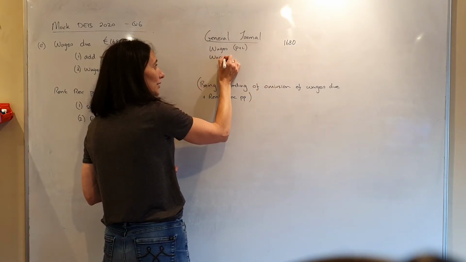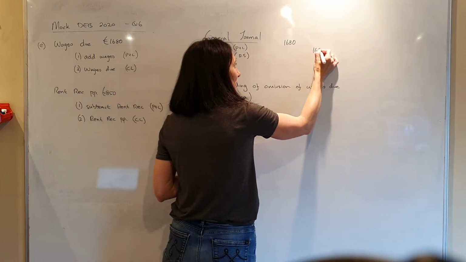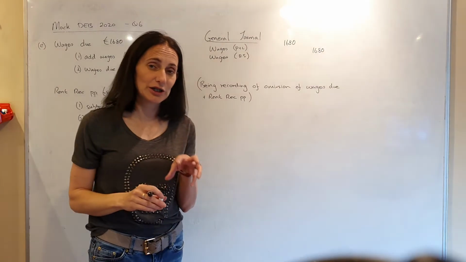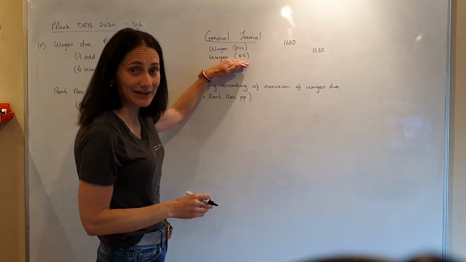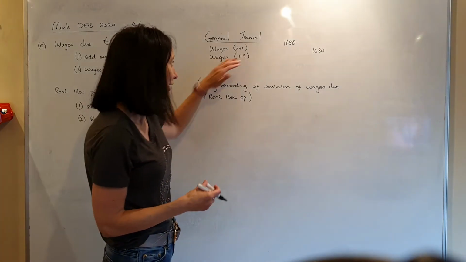Then you also want to show it in your balance sheet as due, and you put it as 1680 in your current liabilities. That means when you're doing out your balance sheet in part D, you'd have to add this in as an extra current liability or creditors, the amount falling due less than 1 year.